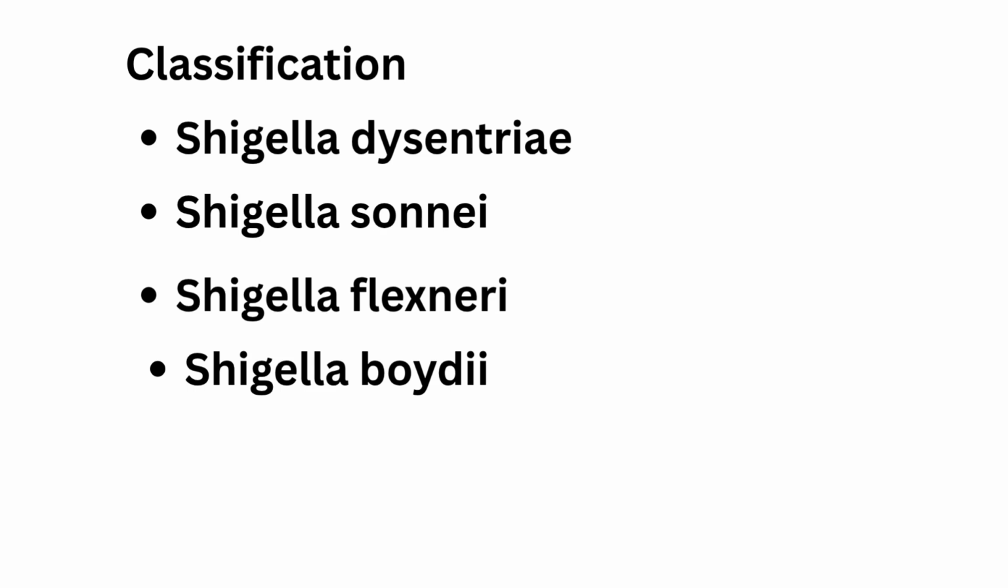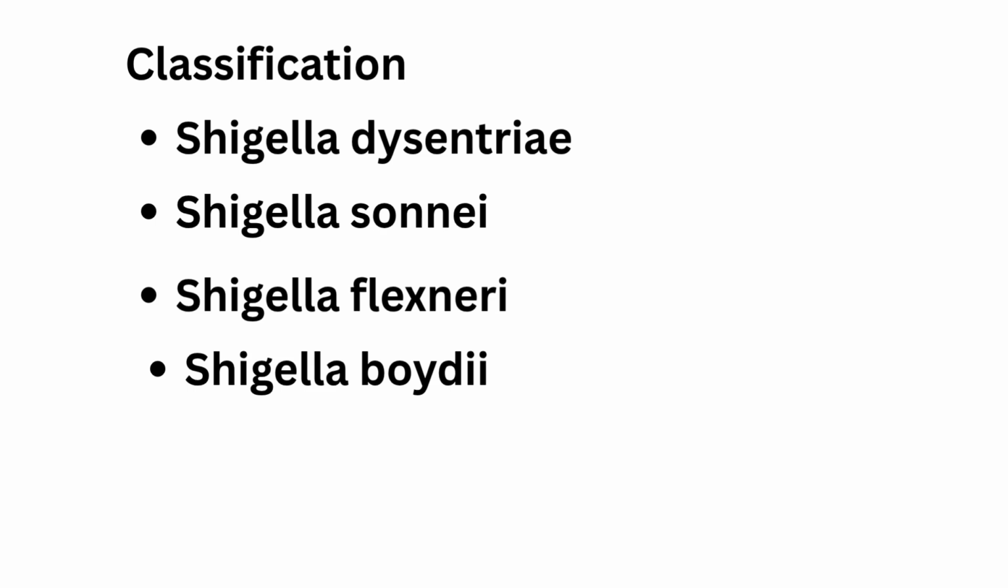Next is the classification of Shigella. It is mainly classified into 4 types: Shigella dysenteriae, Shigella sonnei, Shigella flexneri and Shigella boydii. So always remember 4 species are there. Among these, Shigella sonnei is the late lactose fermenter. They form a pale pink colony. All others are non-lactose fermenters and form colorless colonies.